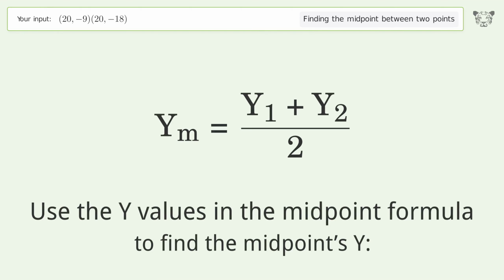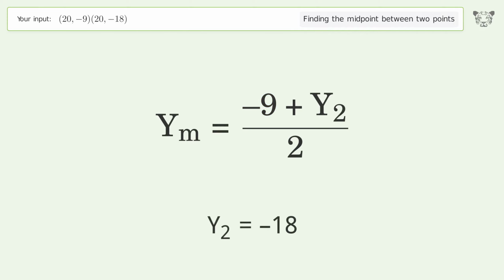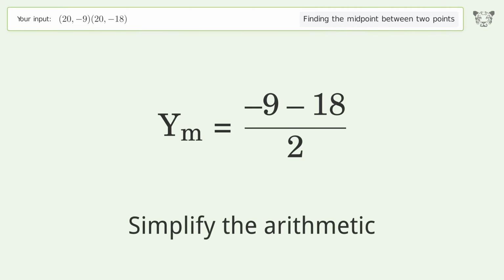Use the y values in the midpoint formula to find the midpoint's y. y1 equals negative 9. y2 equals negative 18. Simplify the arithmetic.